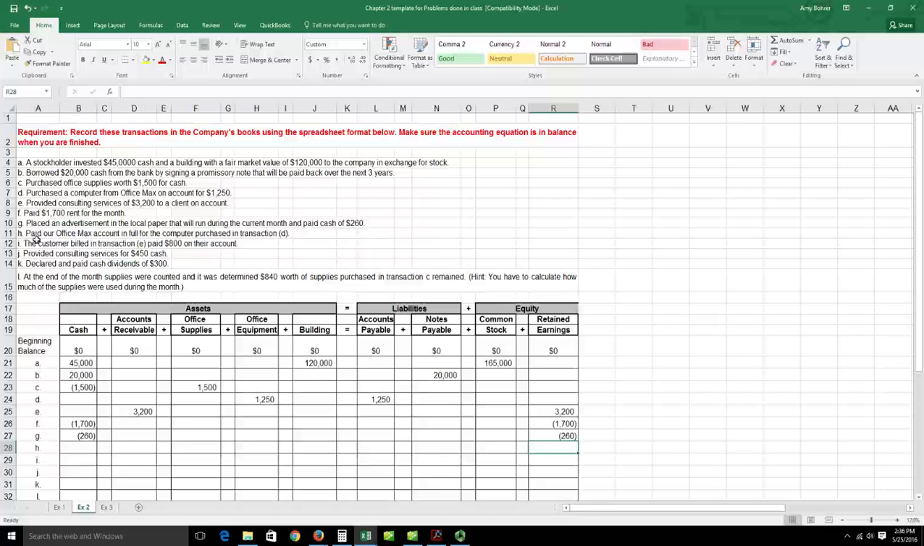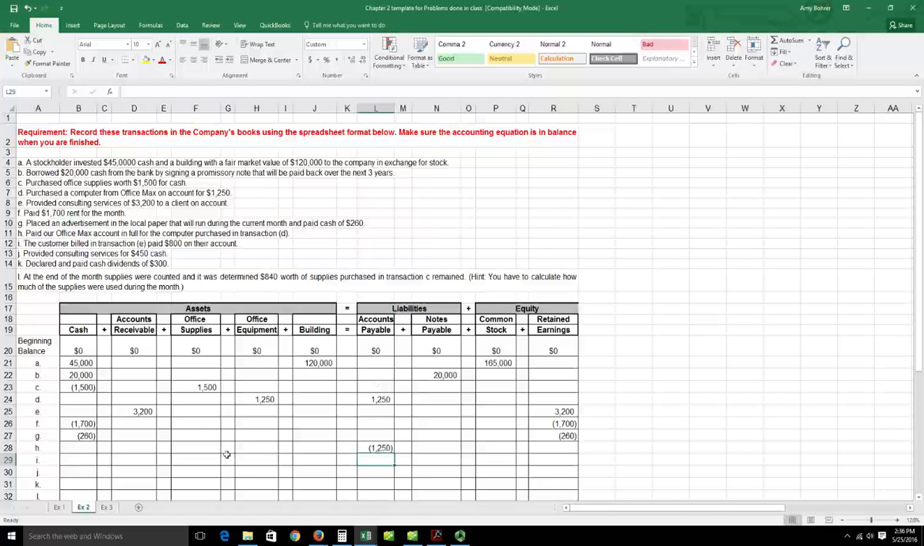H says paid on our OfficeMax account in full for the computer that was purchased in D. So if you remember back from transaction D, we bought that computer on account. And so in this transaction, all we're doing is paying this account off. So this $1,250 now is going to go back down to $0 because we're paying it off. So my accounts payable is getting reduced.